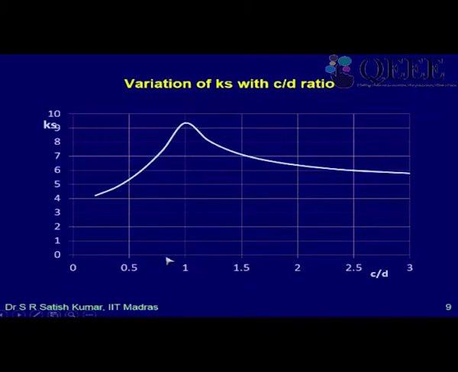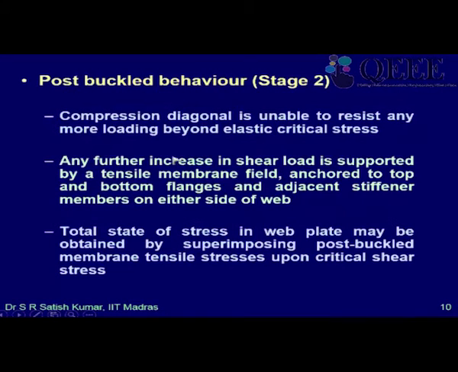So we find that Ks is fairly high if C is greater than D, and this is also advantageous for us, because if you want to use C less than D, then you may have to weld a large number of stiffeners, which will be a tedious and uneconomical thing to do, because it may be cheaper for us to increase the web thickness rather than weld so many stiffeners. Generally we will try to use C as 1.5 times D, so that we will get a Ks value of around 7. Just remember this when we solve a problem.